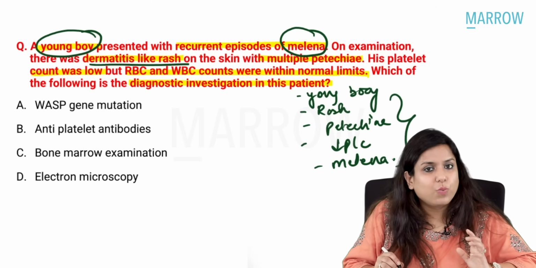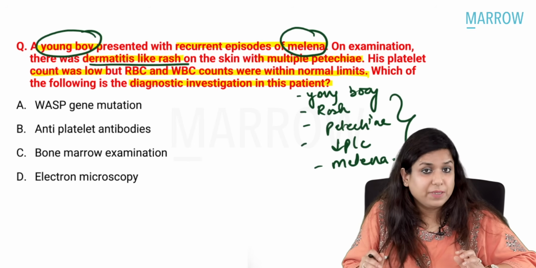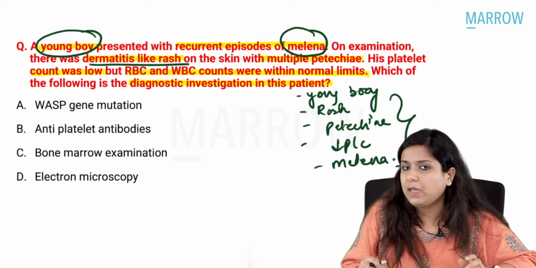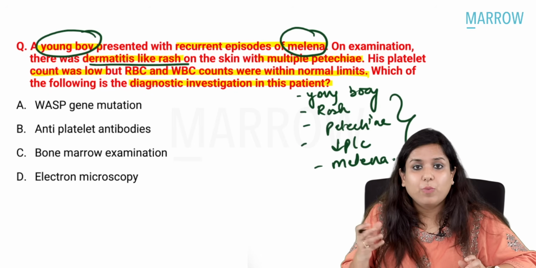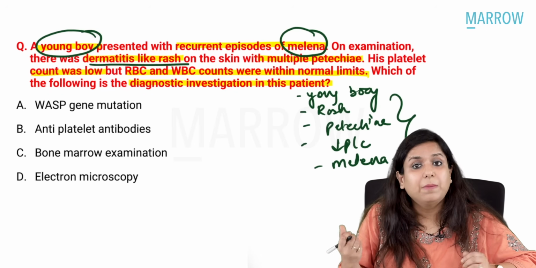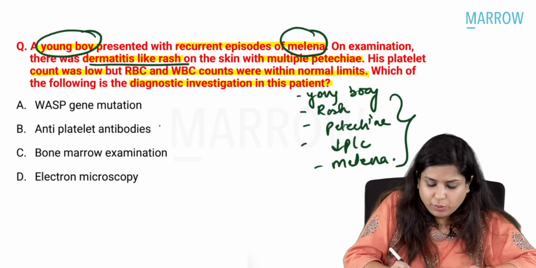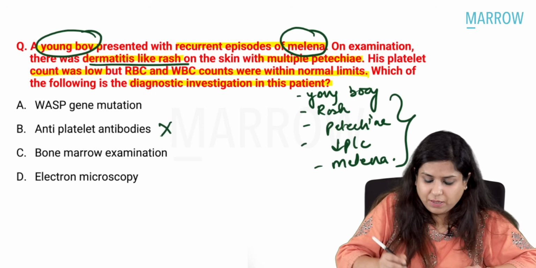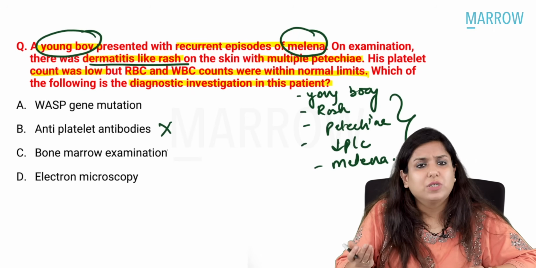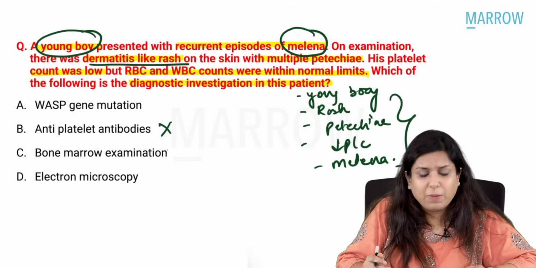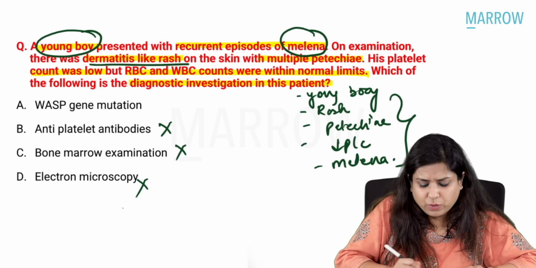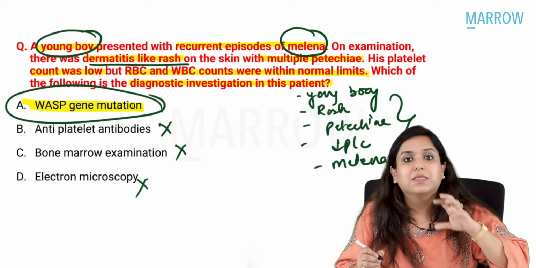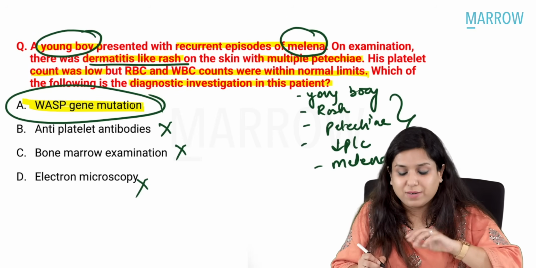Let us see the options. WASP gene mutation, Wiskott-Aldrich syndrome, that can be the answer. Antiplatelet antibodies are seen in ITP. Do you think this is ITP? I don't think so, because why will there be melena in that patient, right? So it is not ITP. Why will there be a dermatitis-like rash? You can't explain that. Bone marrow examination: when the patient does not have any pancytopenia, why will you do a bone marrow examination? Electron microscopy, again a vague answer. Best answer here is WASP gene mutation, because this is the classical profile of Wiskott-Aldrich syndrome.